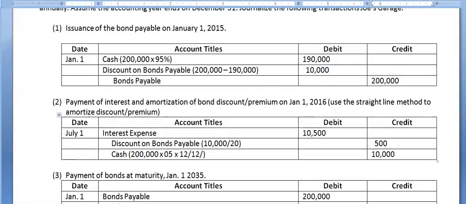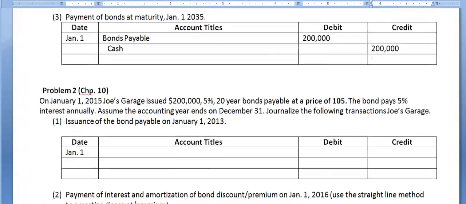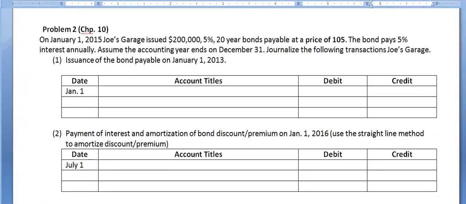Okay, now what if this is a premium instead of a discount? The only thing that's changed in this problem is that instead of a selling price of 95, it's 105. So let's do the same thing. We're going to debit cash for $200,000 times 105%, or $210,000. That's how much cash you're going to receive.